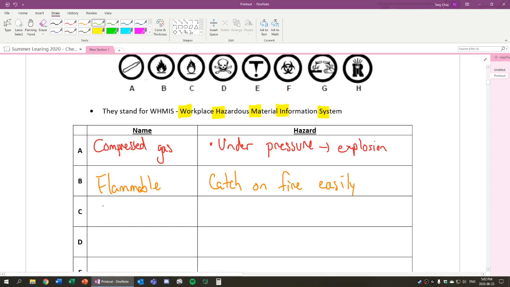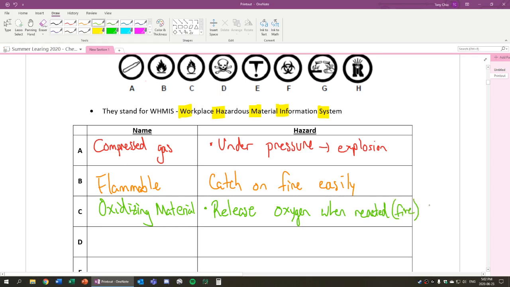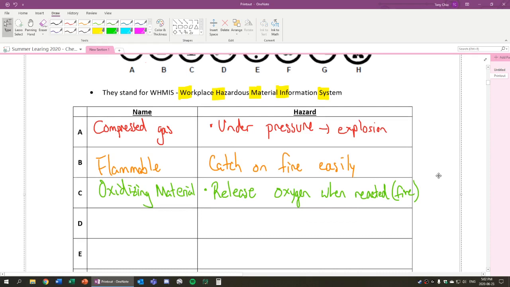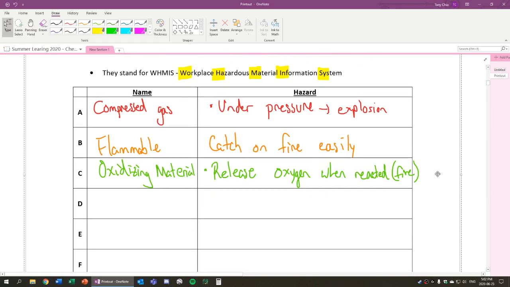C is oxidizing material. Now this is different from flammable. An oxidizing material is an object in which when it does react or catch on fire, it will release oxygen. And why is that bad? Well, what does a fire need to sustain itself? It needs a spark, it needs a fuel, but it also needs oxygen. And usually when you try to put out a fire, you want to put it out by taking away its oxygen. But in this case, if it's producing its own oxygen, it takes a lot more time to stop it.